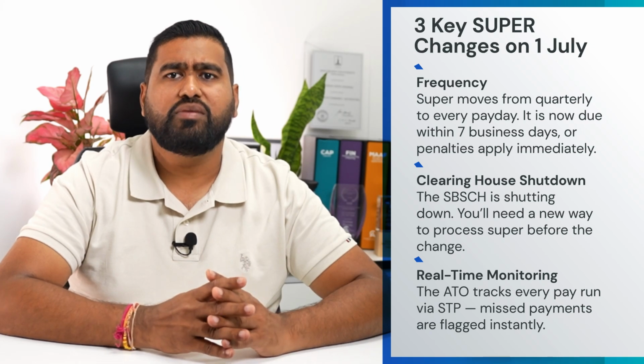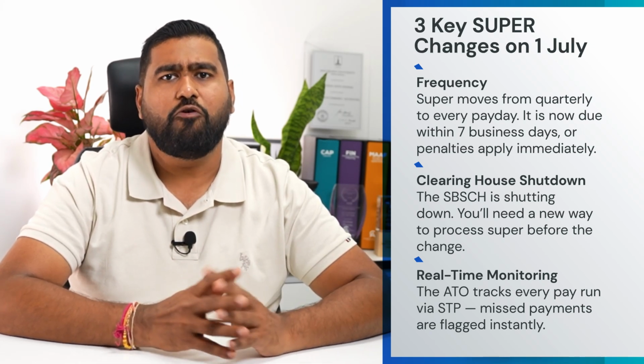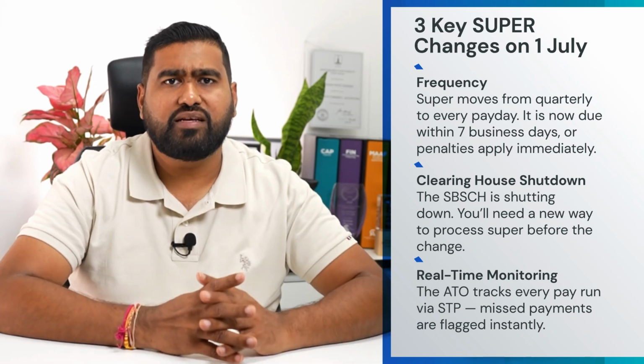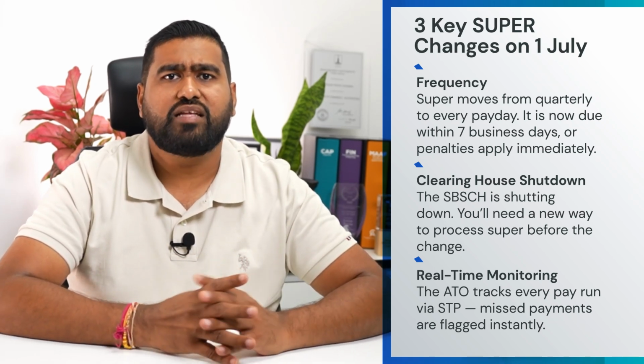Under the old system, you could be late on a quarterly payment and sort it out before anyone noticed. Under the new system, every pay run is reported, every super payment is tracked, and a missed payment is flagged before your next payroll even runs.